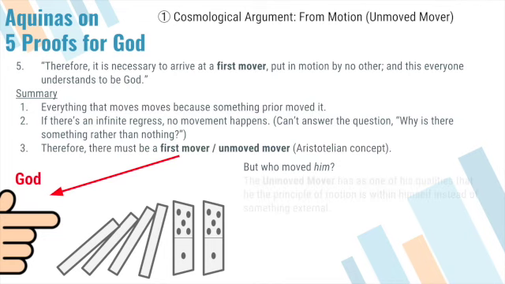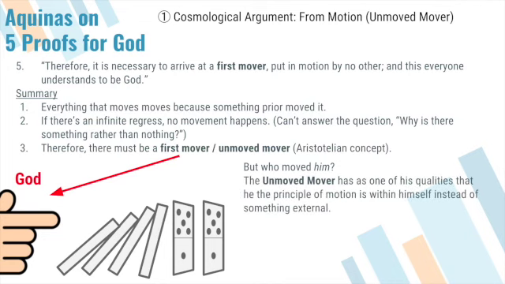But who moved God, right? If everything needs a prior movement, who moved God? The unmoved mover has as one of his qualities that he is the principle of motion, that his principle of motion is within himself instead of something external. So he is the only thing in the universe where he moves himself because he is in pure actuality, right?